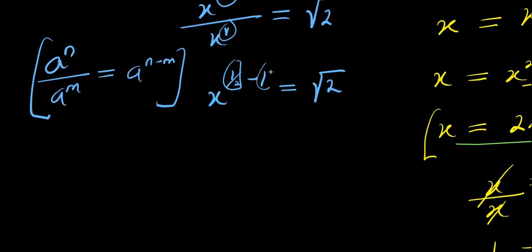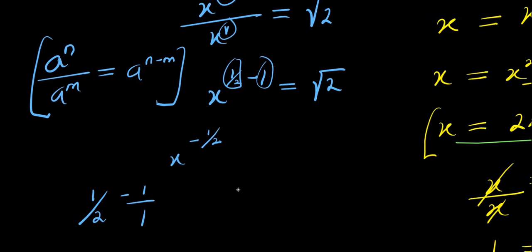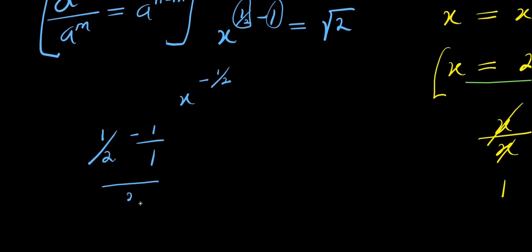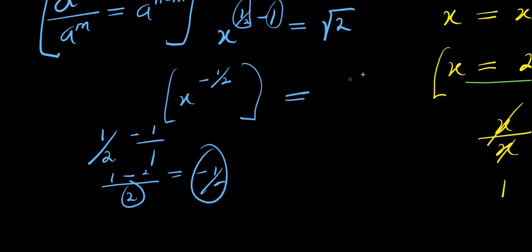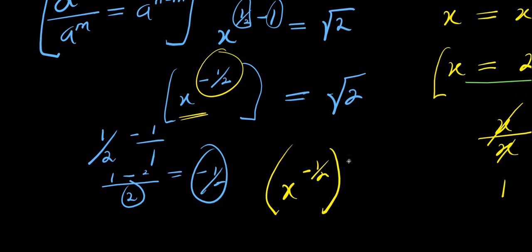From here, 1 over 2 minus 1, you have x power negative 1 over 2. The LCM here is 2. 2 divides to 1, 1 times we have 1, minus 2 divides 1, 2, 2 times we have 2. This is negative 1 over 2. So we have x power negative 1 over 2 equals square root of 2. To solve for x, we need to eliminate this. If x power negative 1 over 2, I can raise this to the power of 2, equals square root of 2. I also raise to the power of 2.